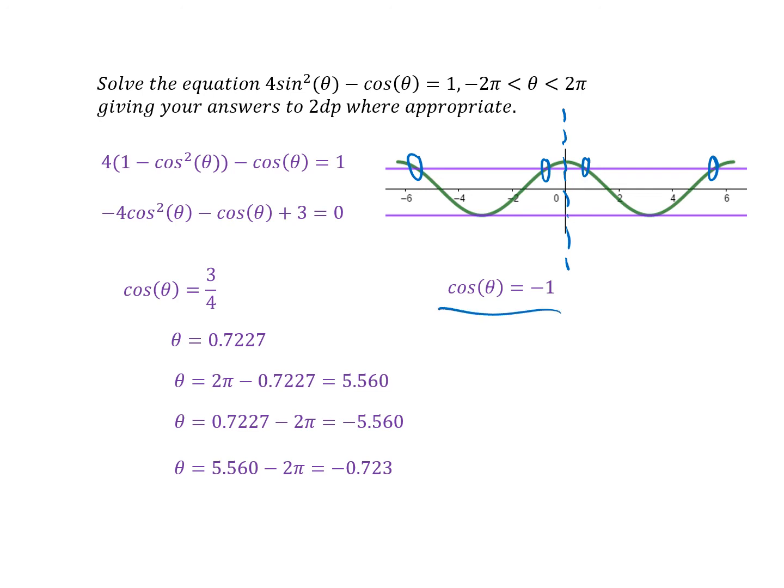Now moving on to the cos theta equals -1, we should know that the first answer is pi, and then the second answer here is -pi.